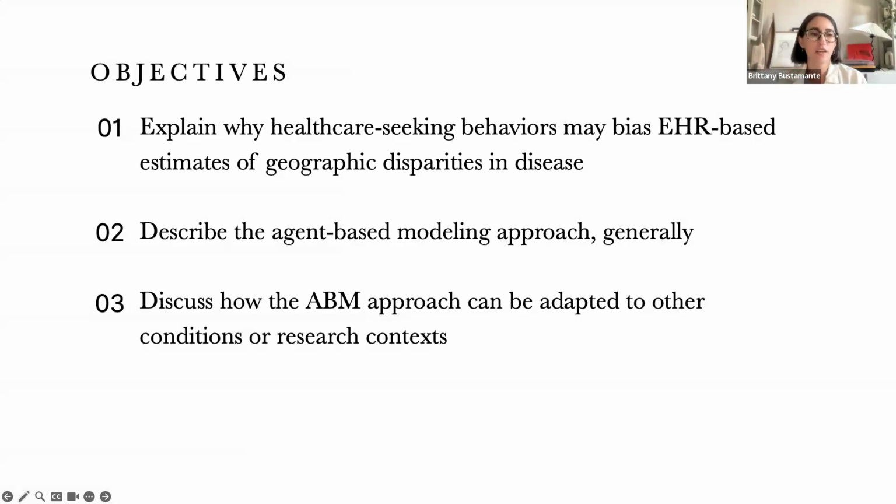So objectives for today's talk. My hope is that by the end, you're able to explain why healthcare seeking behaviors may bias EHR-based estimates of geographic disparities in disease, that you can describe the agent-based modeling approach generally, and that you're able to discuss how the ABM approach can be adapted to other conditions or research contexts.